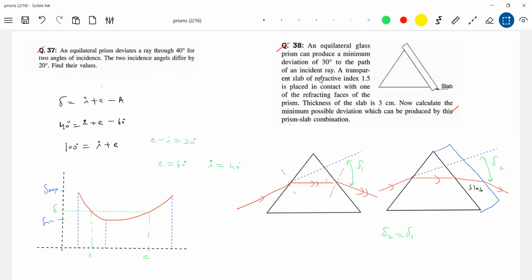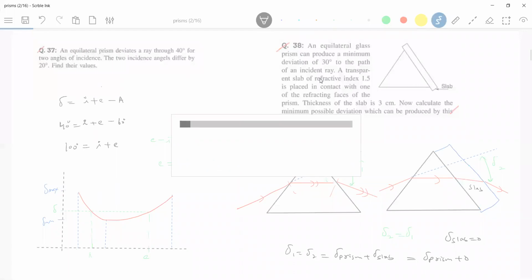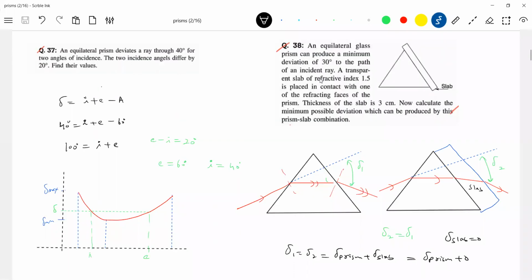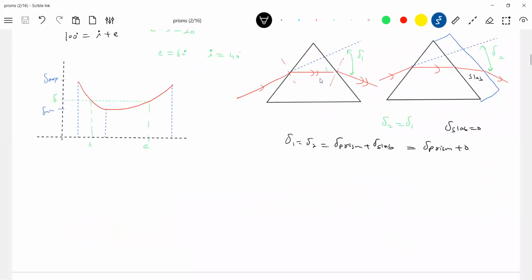It will trouble you. We start thinking here and there. So what is the slab? The slab will not produce deviation. So what is the net deviation? Deviation due to prism plus deviation due to slab. We know deviation due to slab is 0. So therefore it will be only the prism deviation. I'll take the next one.